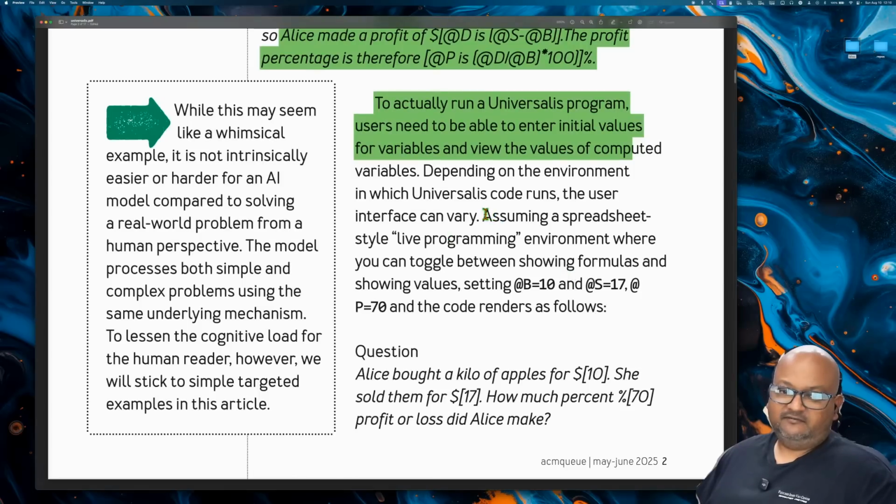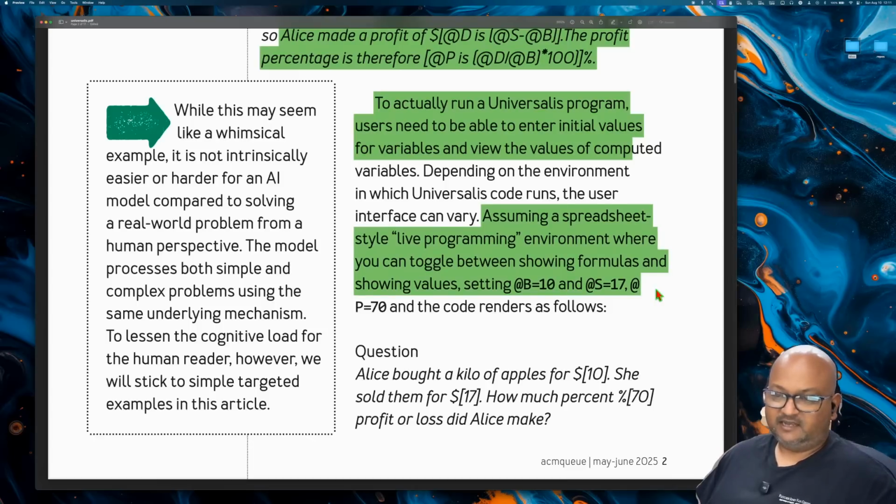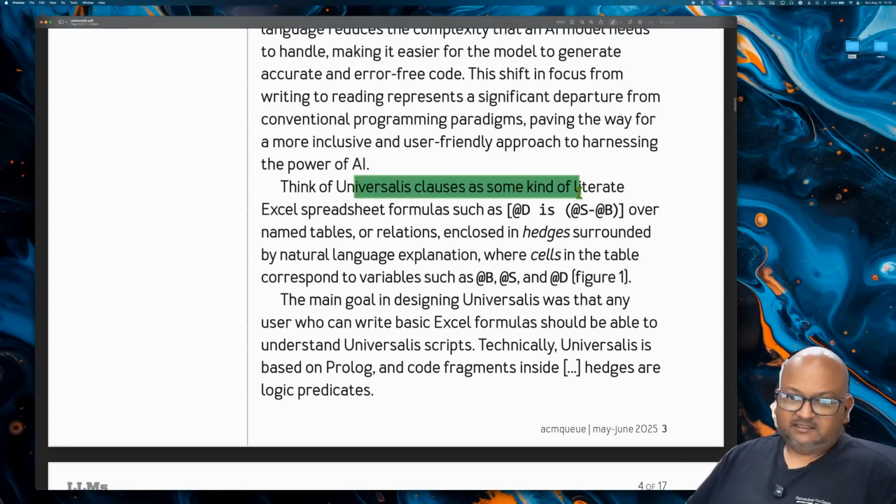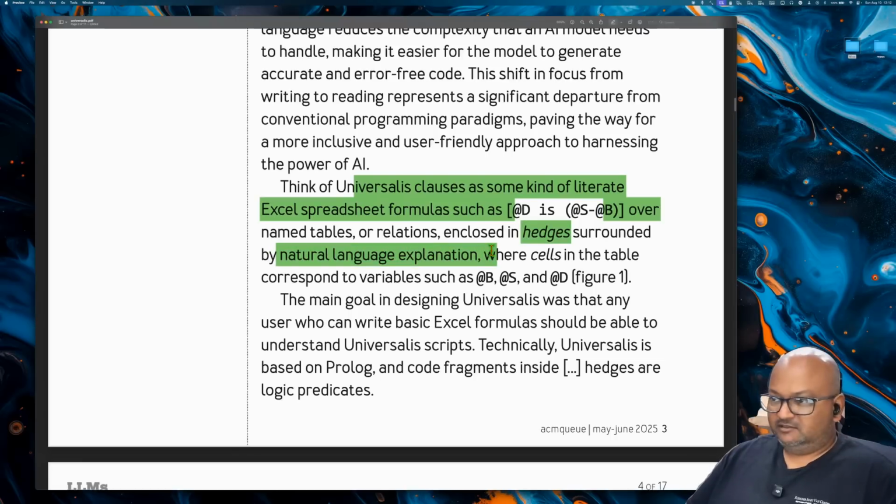And this again is a very spreadsheet-like environment. Note that in most spreadsheets, you can toggle between these two modes where you actually see the calculated numbers or you see the underlying formulae. And this looks really simple and natural because it is. It's basically literate Excel spreadsheet formulas. These expressions in square brackets are called hedges, and these hedges are surrounded by natural language descriptions or explanations.